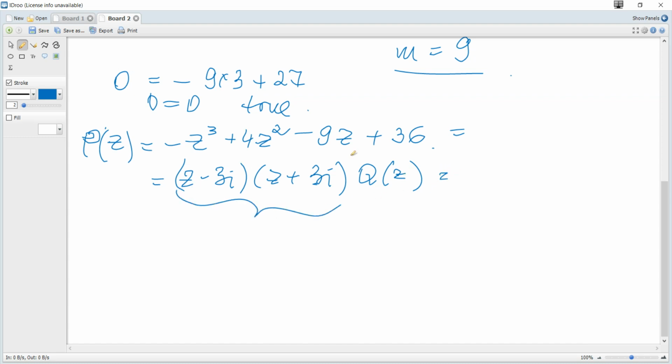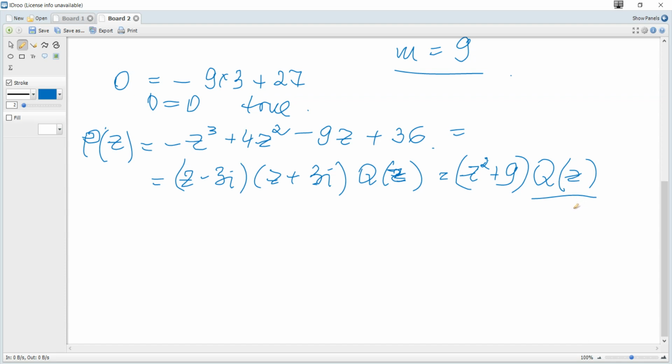Or we can multiply these two expressions, and it's a minus b, a plus b, so it's a squared minus b squared, which is z squared plus 9, multiplied by q of z. And we can see that z squared plus 9 is also a factor. Since it's a polynomial of degree 3 and z squared plus 9 has degree 2, q is a polynomial of degree 1. We need to find this q, and then if we equate it to 0 again, we will find the third root. So how to find q? We just divide the polynomial by z squared plus 9.